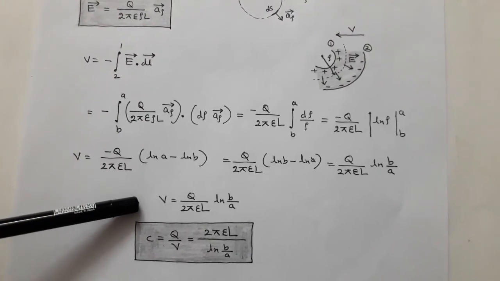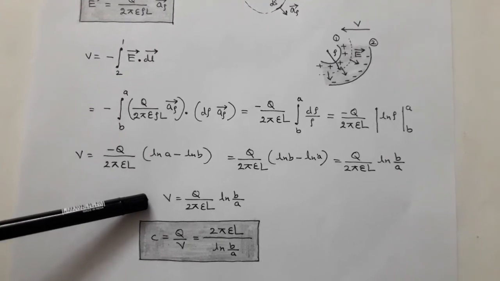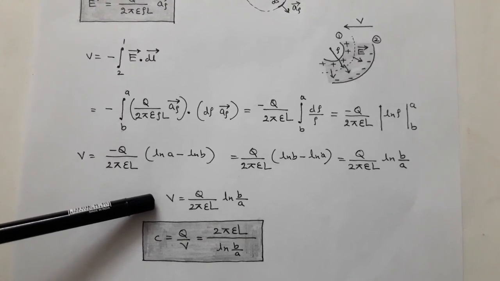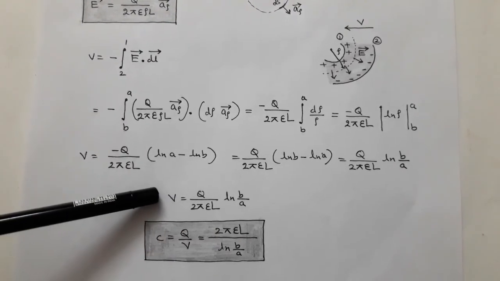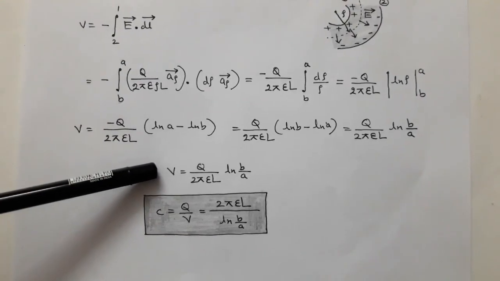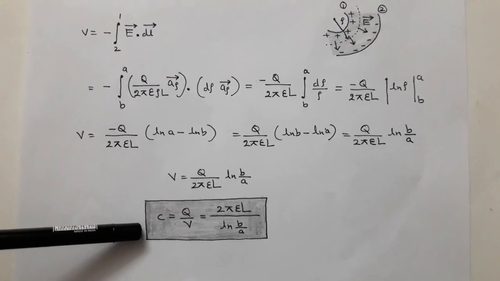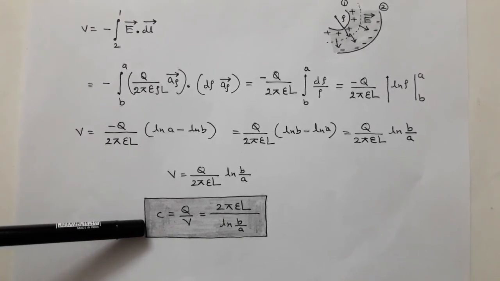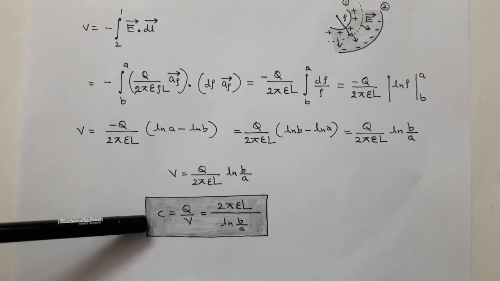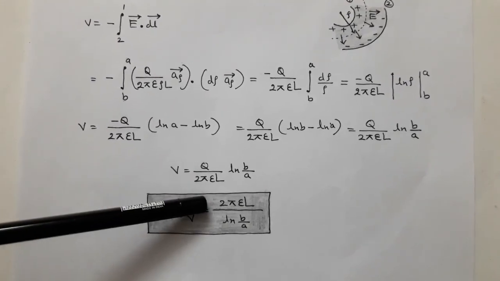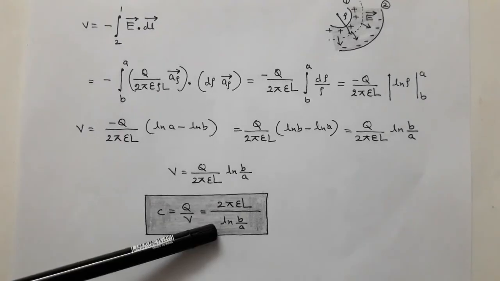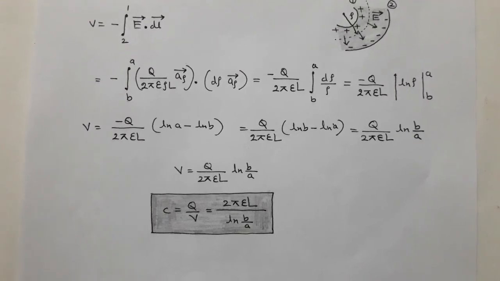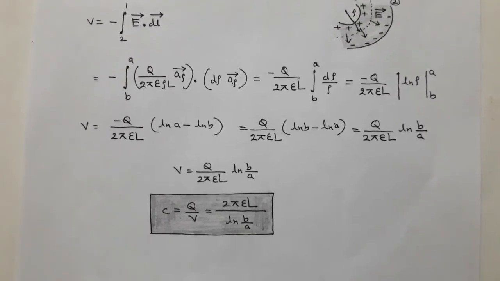So in this way, the potential difference of the coaxial conductor is q upon 2 pi epsilon L, where L is the length of this conductor, ln B upon A. From this, we can determine the capacitance of the coaxial capacitor, that is the ratio of q upon V. We can write it as q upon V, that is 2 pi epsilon L upon natural log ln B upon A. So in this way we can determine the capacitance of the coaxial capacitor.